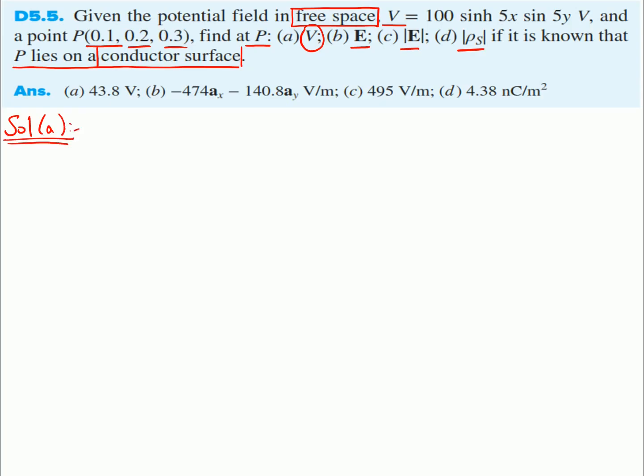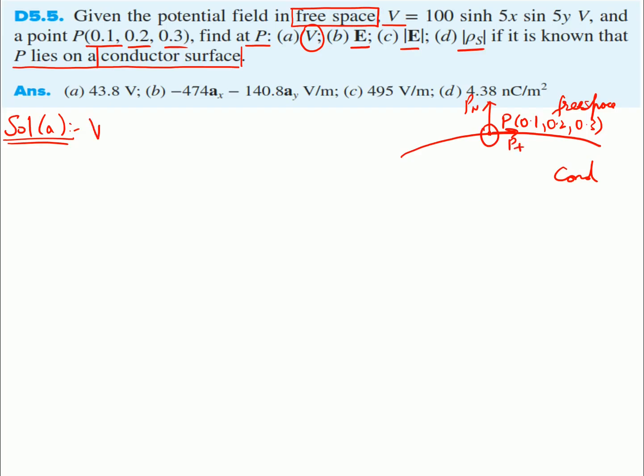But first it's better to visualize this. So we have a boundary between free space and conductor, and the point is lying, let's say, somewhere over here. This is point P with the value of 0.1, 0.2, and 0.3. Now we need to find what is happening at this point. So at point P, we know that its normal component will be over here and its tangential component will be along the surface of the boundary.